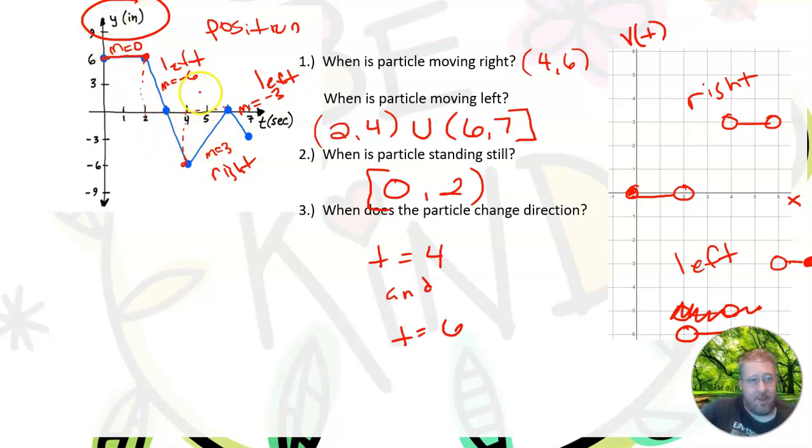What function am I looking at? This happens to be t, the amount of seconds. This has to be y, the amount of inches. This is not a rate. This is just a regular graph. This happens to be time versus distance.